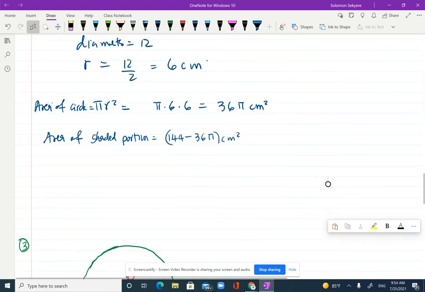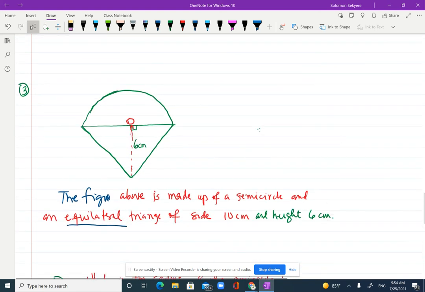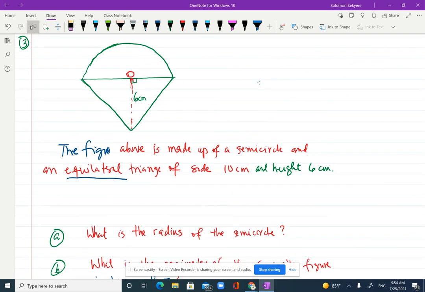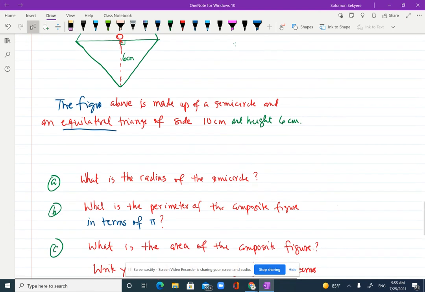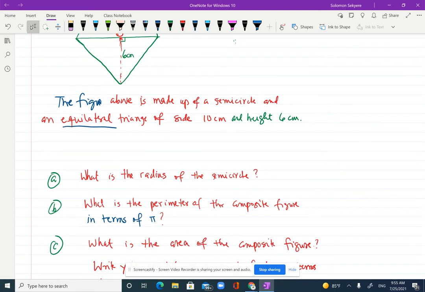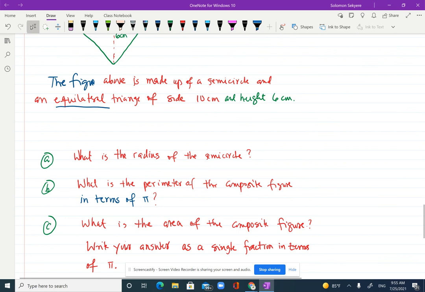Now, here is your main challenge today. You have a composite figure made up of a semicircle and an equilateral triangle of side 10 centimeters and height 6 centimeters. What is the radius of the semicircle? What is the perimeter of the composite figure in terms of pi? And what is the area of the composite figure in terms of pi?